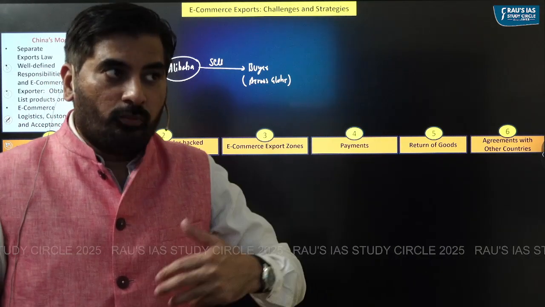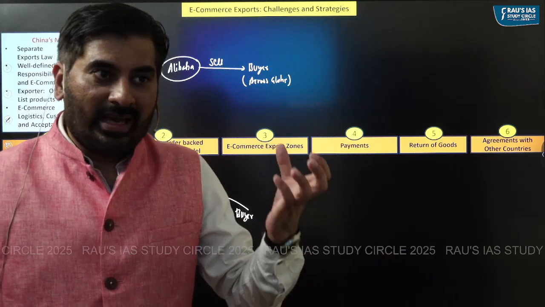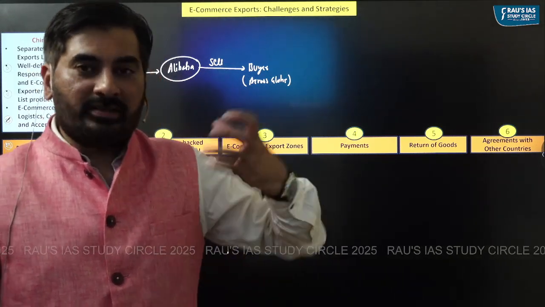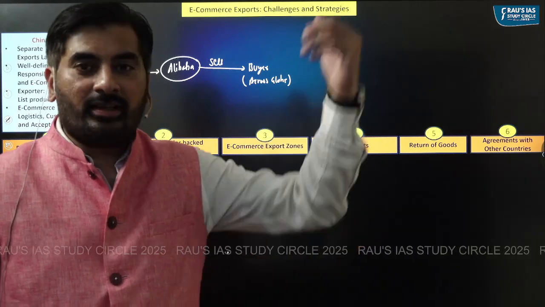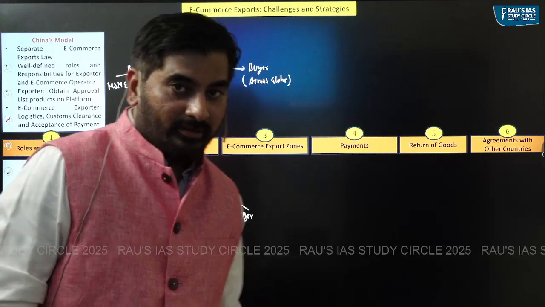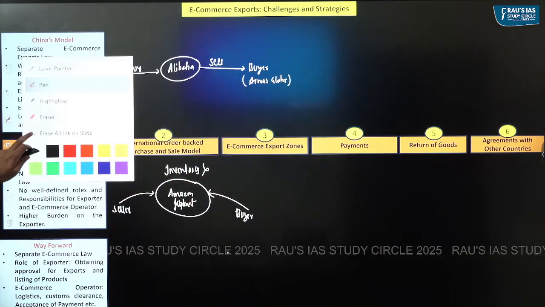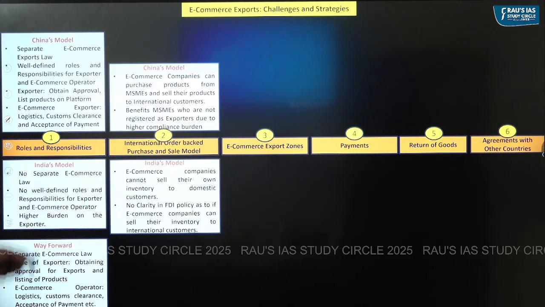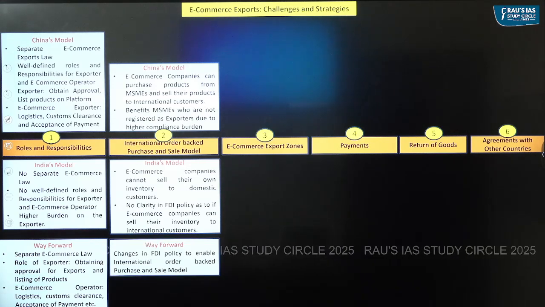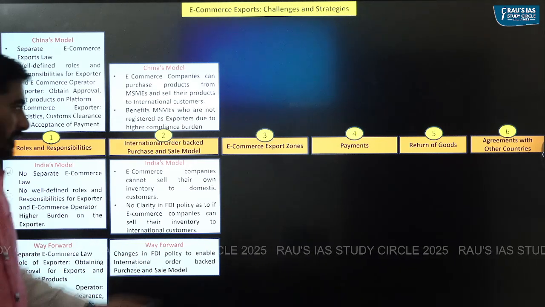So in order to boost exports from MSMEs, we have to enable e-commerce platforms to purchase the products from MSMEs and sell the products directly to the overseas buyers. So that is what is called the international order backed purchase and sale model. So we have to make changes in the FDI policy to enable the international order backed purchase and sale model.